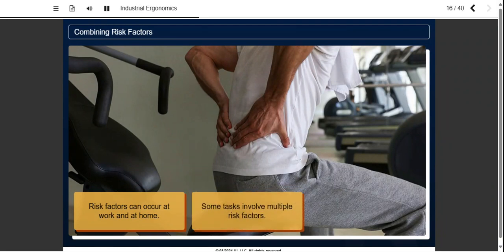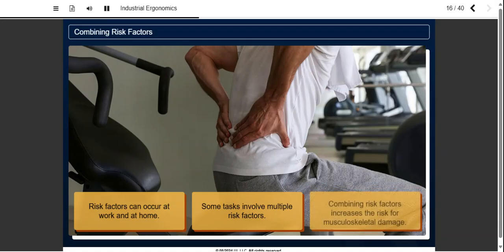As you may know, some tasks involve multiple risk factors. For example, straining to lift a heavy box can involve forceful motion, awkward postures, and contact stress on your hands. Anytime you combine risk factors, you increase your risk for musculoskeletal damage.